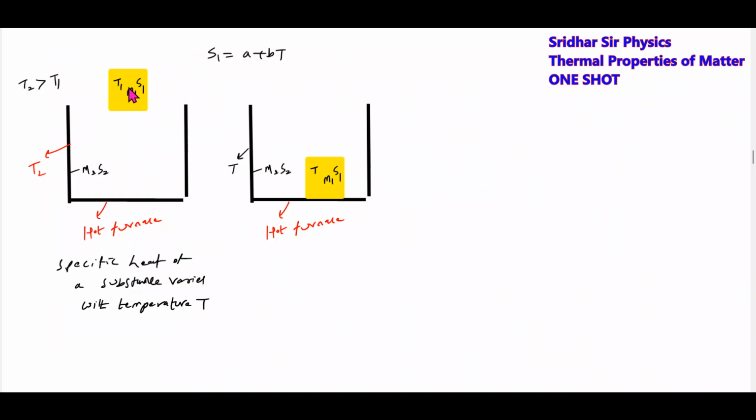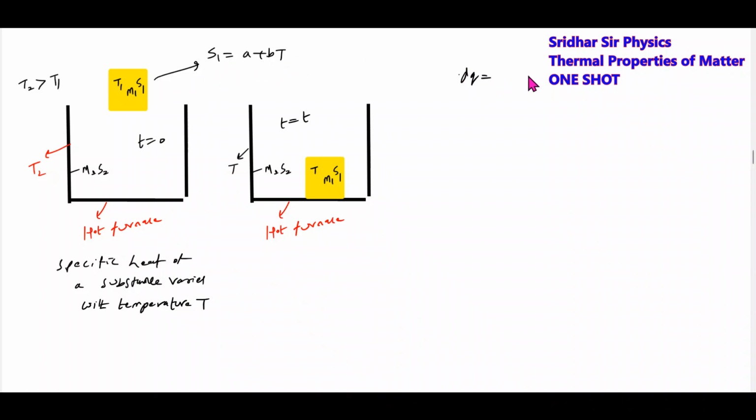Consider a certain block whose specific heat varies with the temperature of the block. It is added to a hot furnace whose temperature is T2, with T2 greater than T1. Then finally it will attain temperature T. What is the time it will take? At t equals 0 to after some time t, we can calculate this time. Here also the same condition: the heat lost by the hot furnace should be equal to the heat gained. But what to do here? We have a varying specific heat.